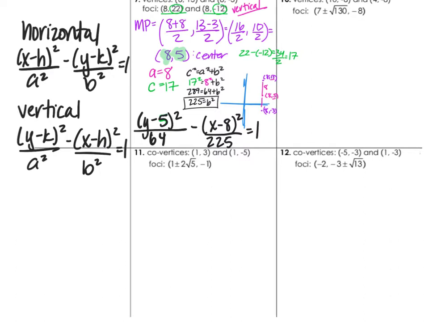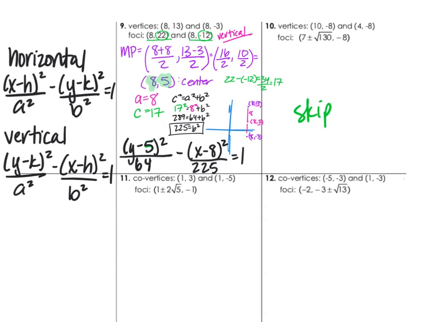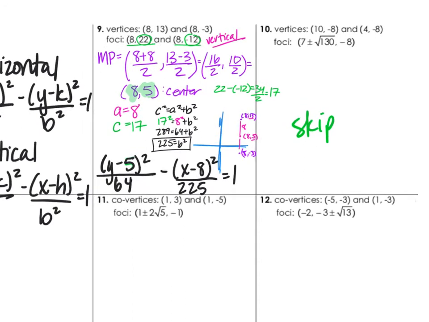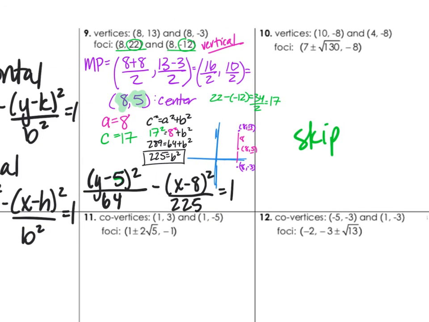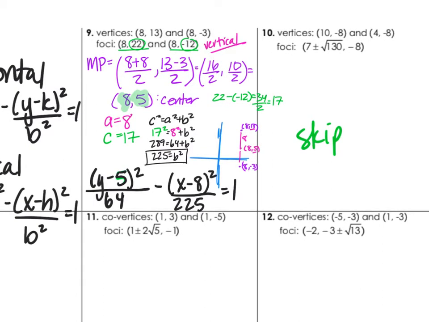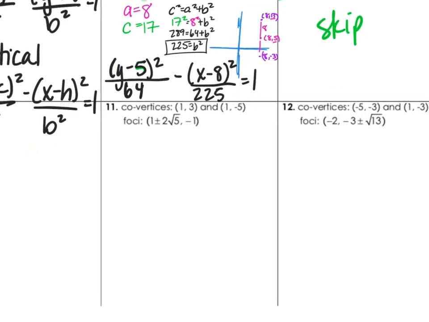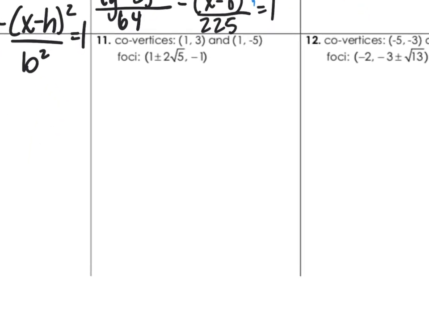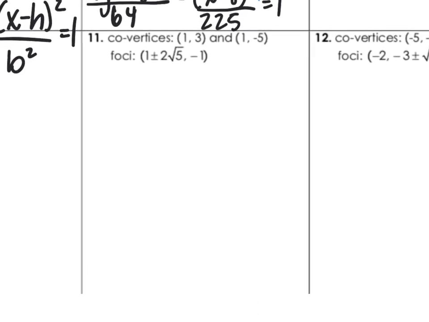Now we're going to skip number 10, because number 10 is just like number 9. The only difference, I guess, is that your foci is a little bit more complicated with the plus minus square root of 130. But we did work problems very similar to that with ellipses. However, I am going to go through question 11 with you, and question 11 has the 1 plus minus 2 square roots of 5, so hopefully that will help.